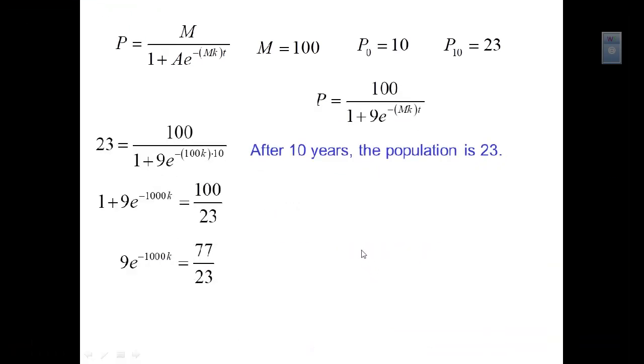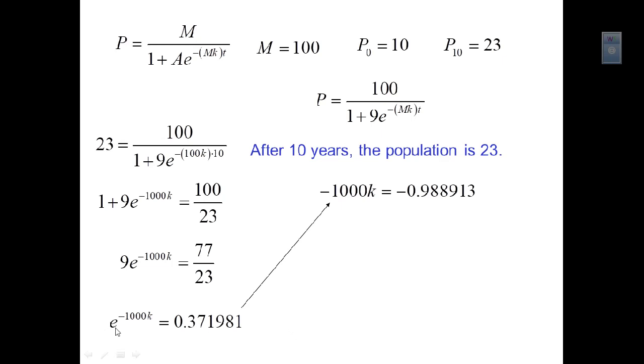All right, and then we would end up dividing by 9. So 77 divided by 23, and then divide that by 9, you get 0.371981. And then at that point, you need to get rid of the e, so you're going to take the natural log of both sides. When you take the natural log of e to the negative 1000k, you just get negative 1000k. When you take the natural log of 0.371981, you're going to get this negative number right here. Then when you divide both sides by negative 1000, you're going to get a k that's a very, very tiny number here.